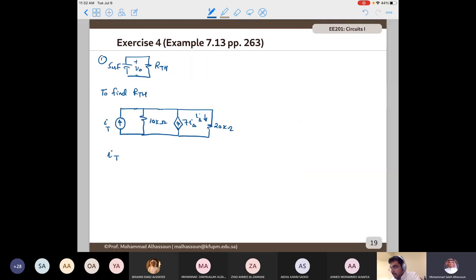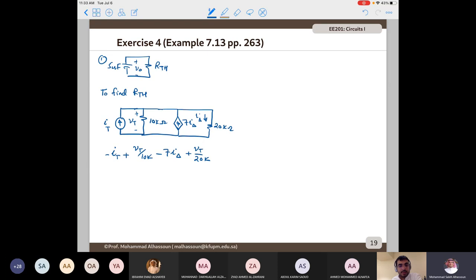Everything else is actually leaving the node. So I will write it this way. Minus i t plus v t divided by 10K minus 7 i delta plus v t divided by 20K. So this is the first equation.